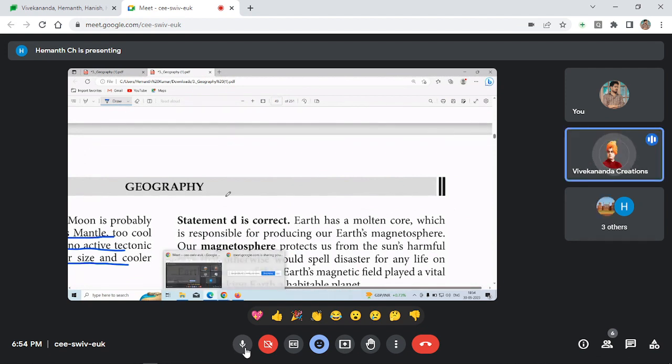Earth has a molten core which is responsible for producing our Earth's magnetosphere. Our magnetosphere protects us from the sun's harmful rays that otherwise would spell disaster for any life on Earth. Because of this, Earth's magnetic field plays a vital role in making Earth a habitable planet.